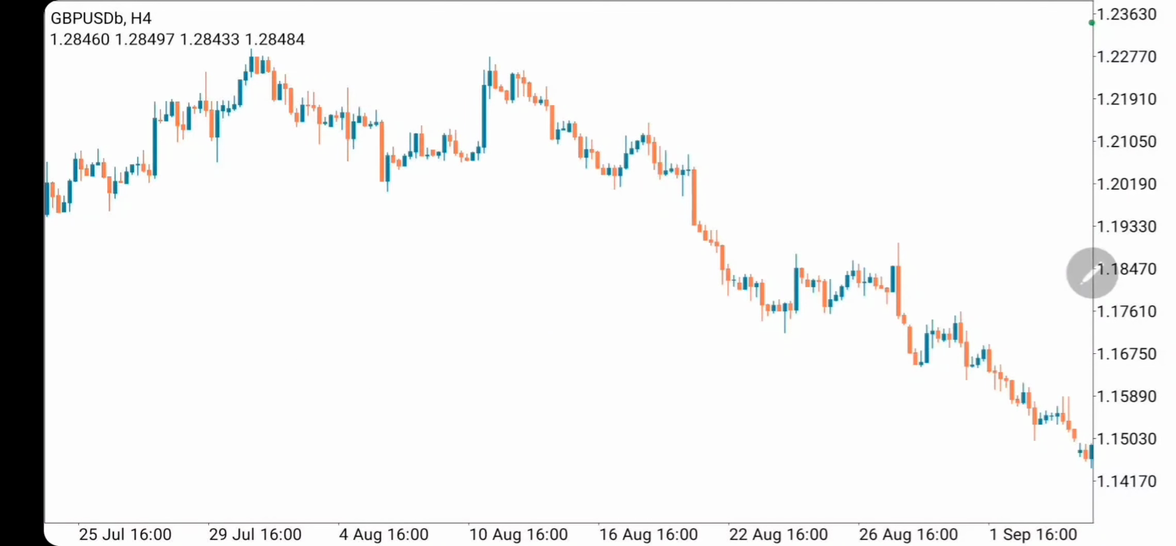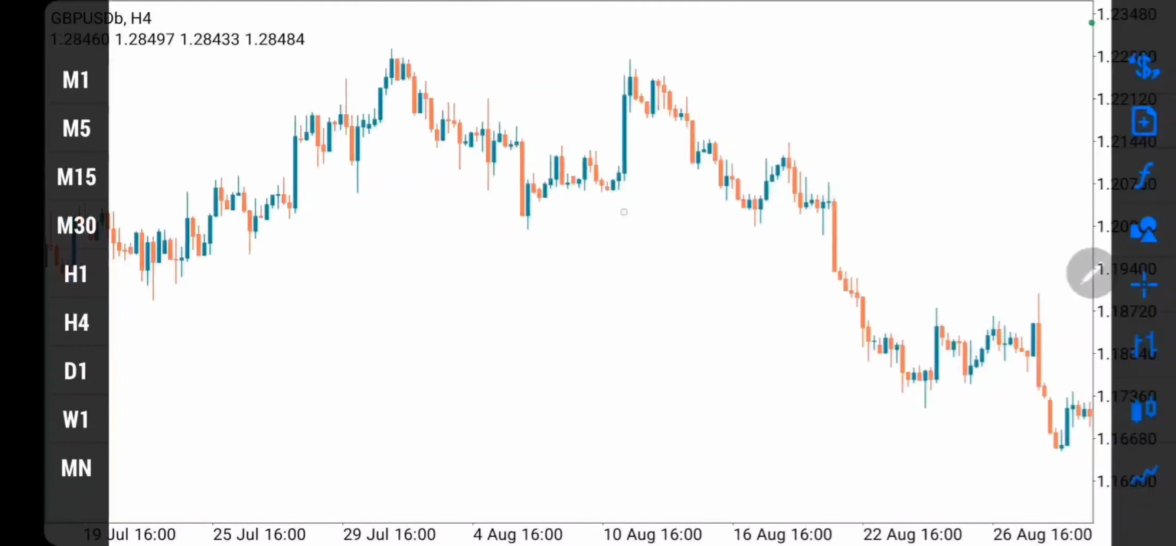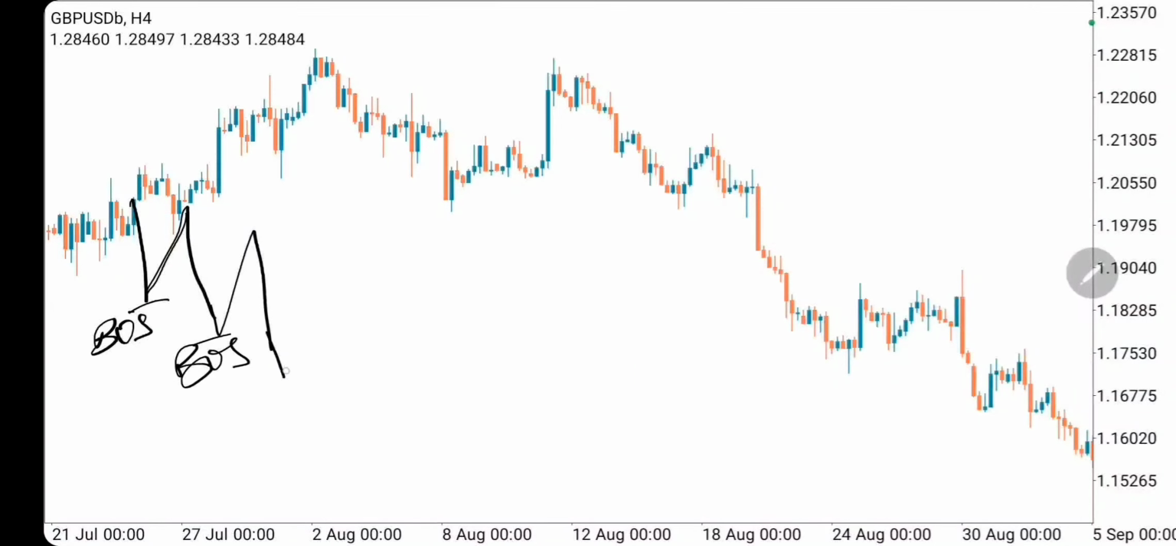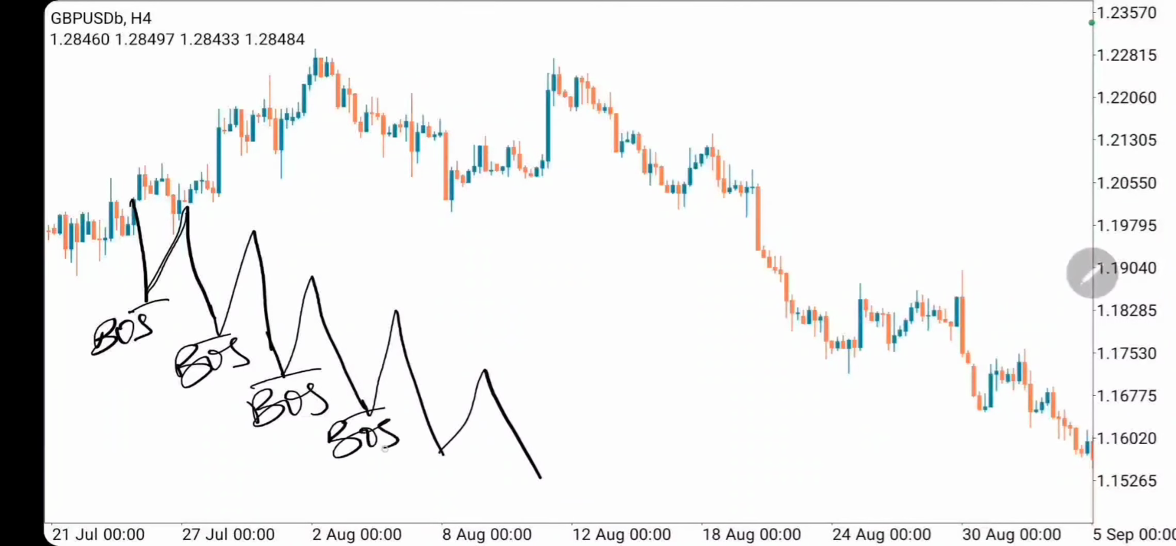Let me show you. For a bearish phase to bullish phase, you have the market creating a bearish break of structure, again a bearish break of structure, okay, another bearish break of structure. Now you can see that none of these highs are taken out. Each retracement does not take out the previous high.